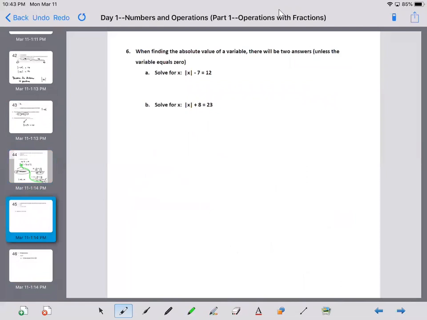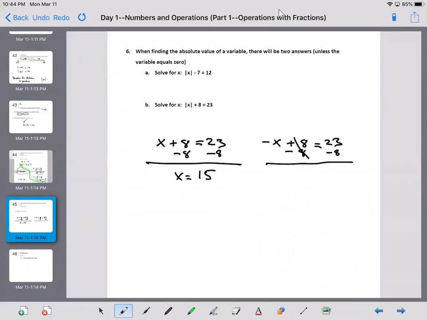So I've got the absolute value of x plus 8 is equal to 23, and negative x plus 8 is equal to 23. So if I subtract 8, I get x is equal to 15. And then subtract 8, I get negative x is equal to 15, divide by negative 1, and I have negative 15. So if we check that, the absolute value of 15 is 15. 15 plus 8 is 23. That checks. The absolute value of negative 15 is 15, and 15 plus 8 is 23.